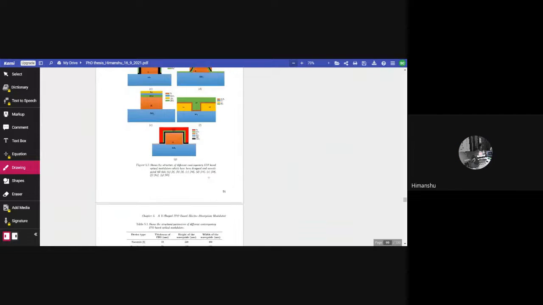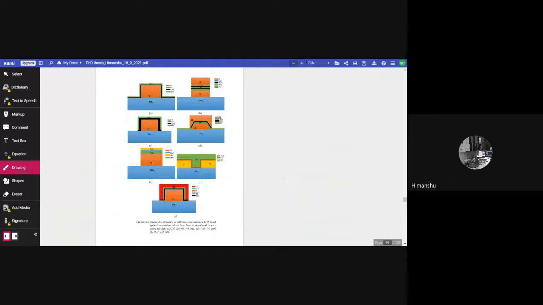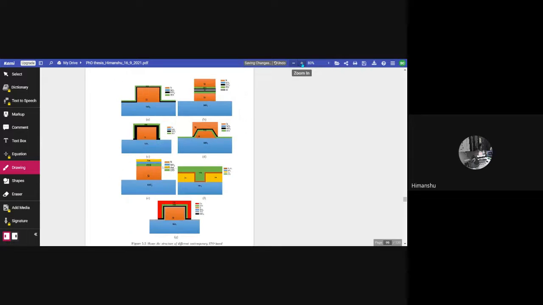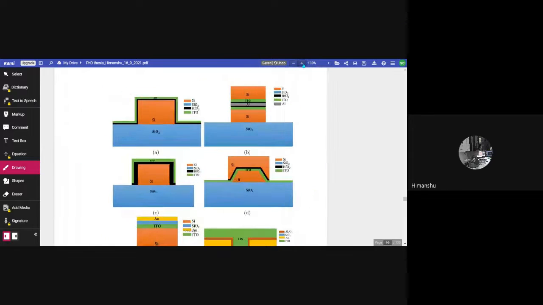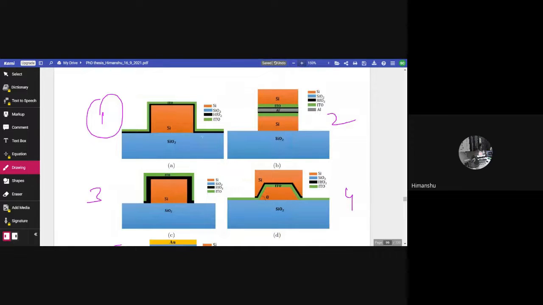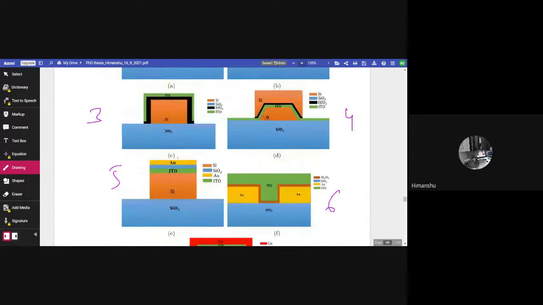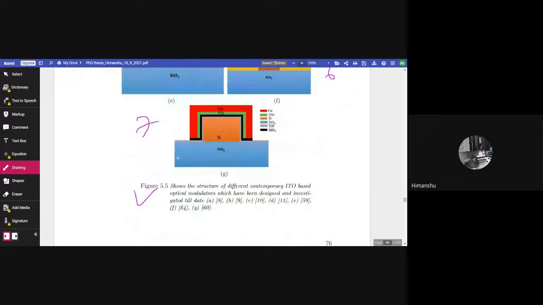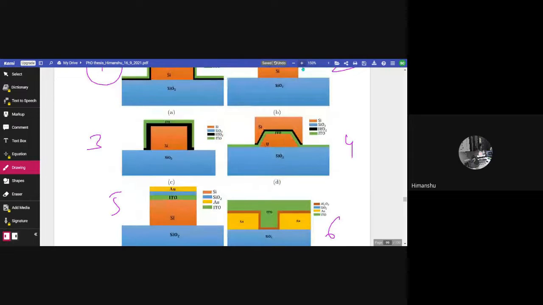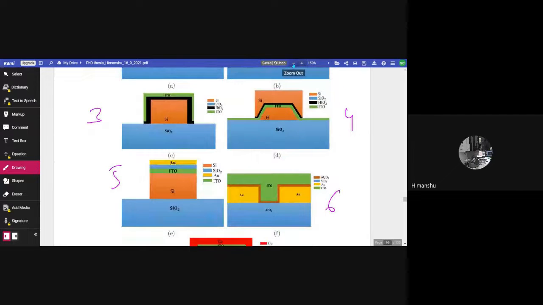Okay, so here we can see that figure 5.5 shows the different structures or devices which we have used to compare the results of our work with the literature. So these are the devices from the literature. We have taken their results in terms of insertion loss, extinction ratio, and figure of merit, and then we have compared their results along with our results, and then we have come up with the comparison table.